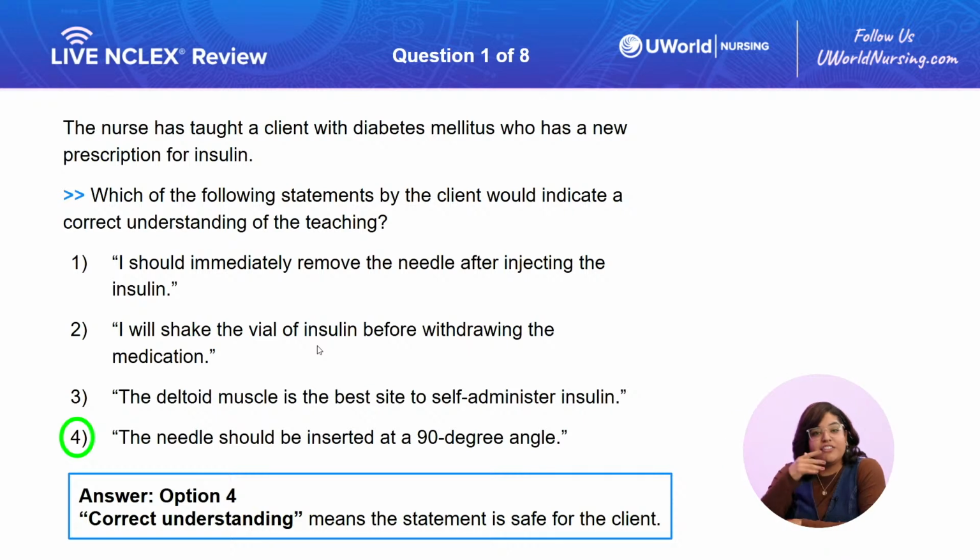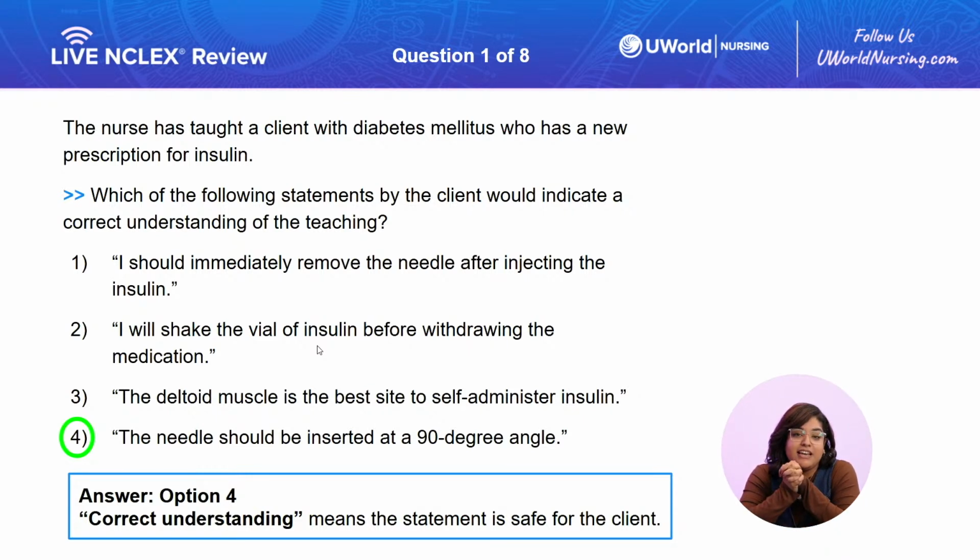Alrighty, so the correct answer is going to be option 4. The needle should be inserted at a 90-degree angle. Let's start over. So the correct answer is option 4. A 45 to 90-degree angle is the appropriate angle that we want to use for sub-Q injections.